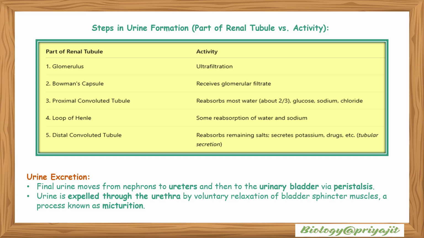That is tubular secretion. Urine secretion: the final urine is removed from the nephron to the ureter and then to the urinary bladder via peristalsis. Urine is expelled through the urethra by voluntary relaxation of the bladder sphincter muscles, a process known as micturition.